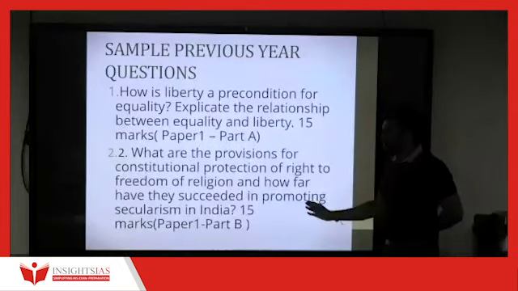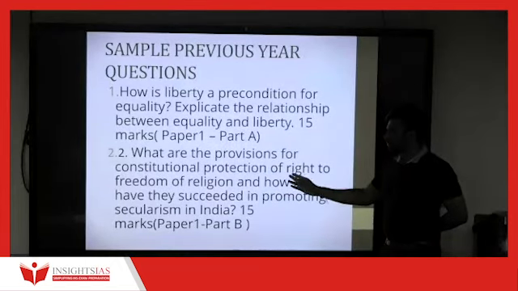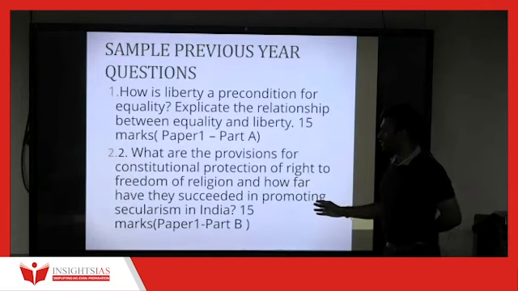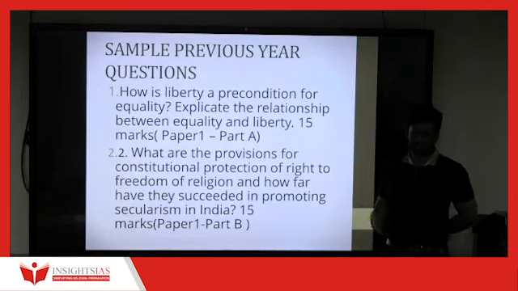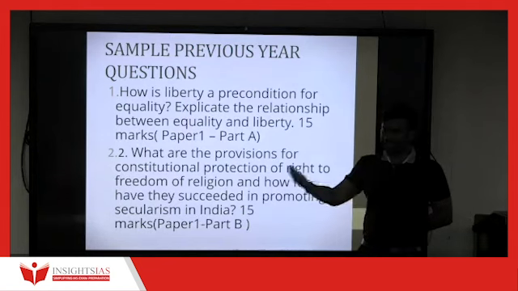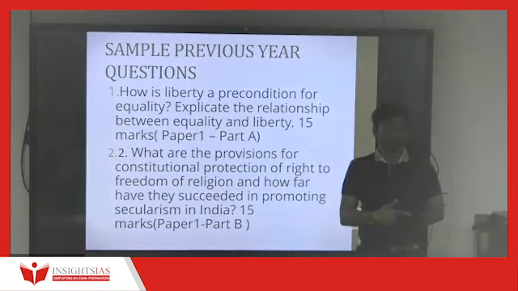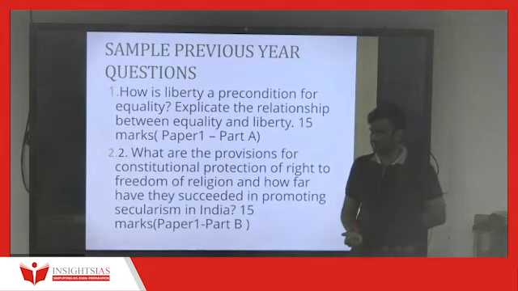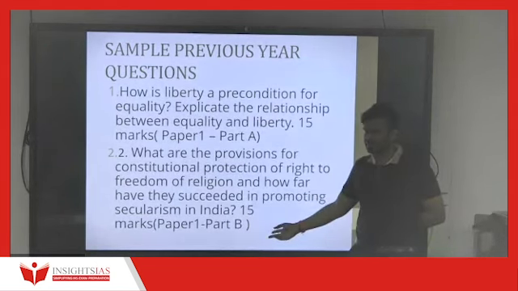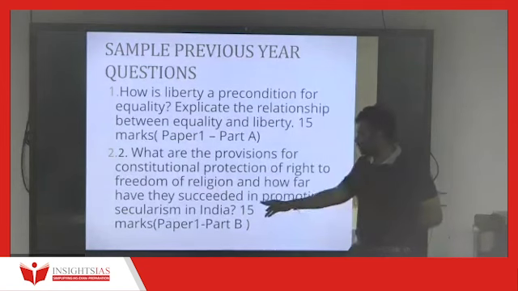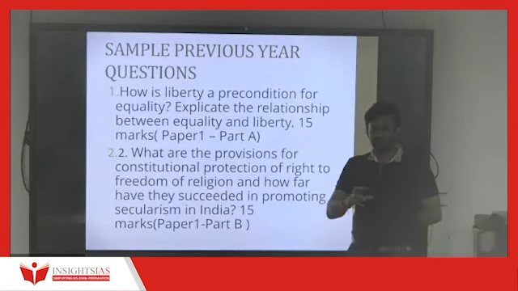The second question they've asked, as I told, is Part B. What are the provisions in the constitutional protection of freedom of religion and how far they have succeeded in promoting secularism in India? A straightforward question. So Article 25 to Article 30, and Article 44, that is the Uniform Civil Code, which is also linked to the secular principle in India. Article 14, Article 15 can also be linked here. Then how far they have succeeded in promoting secularism, you have to analyze.